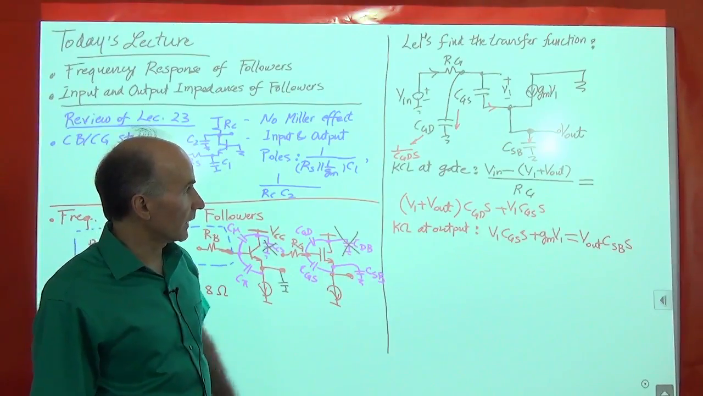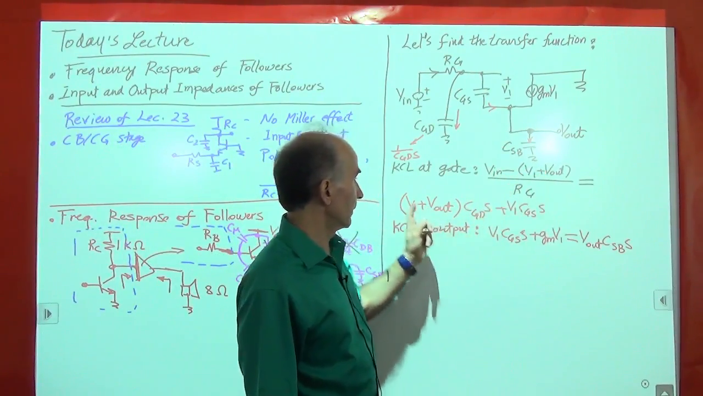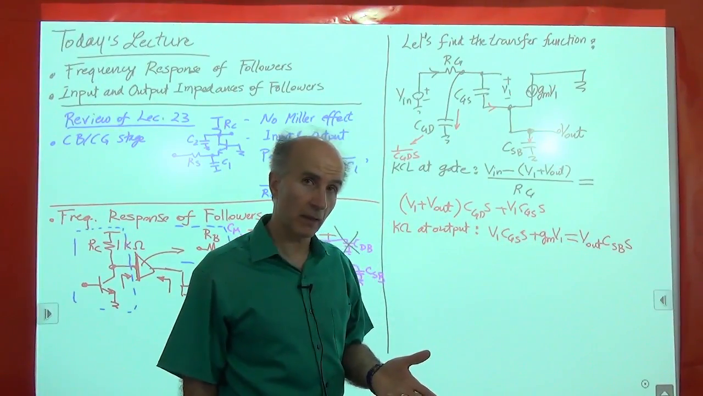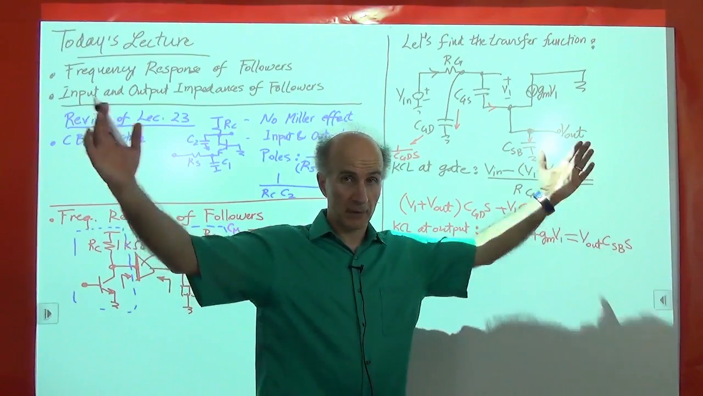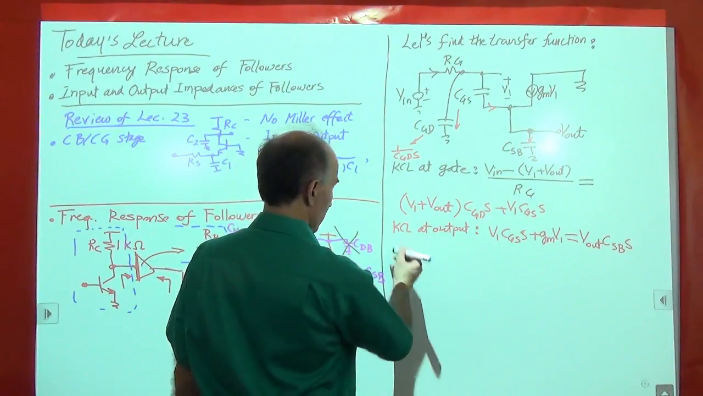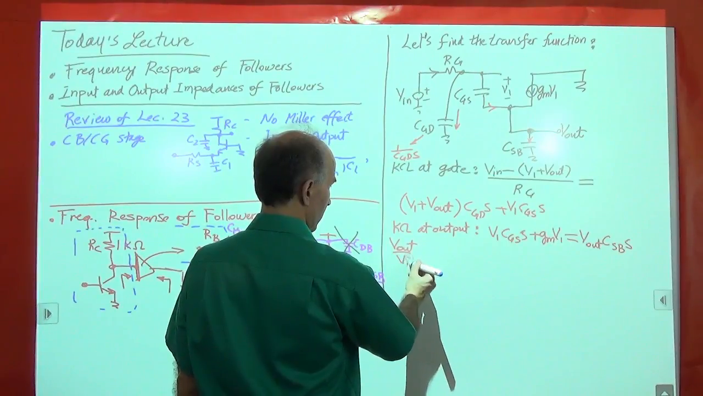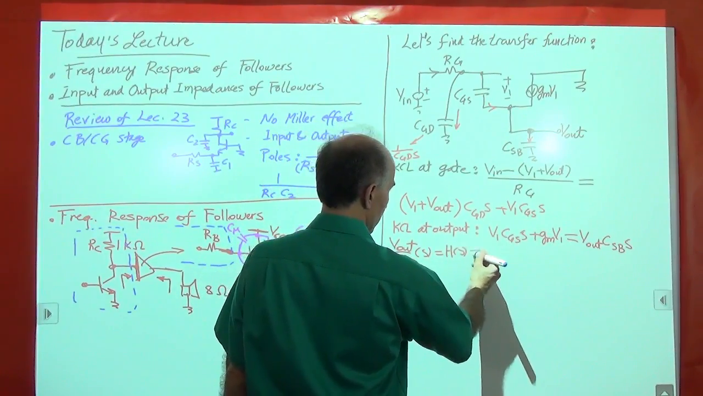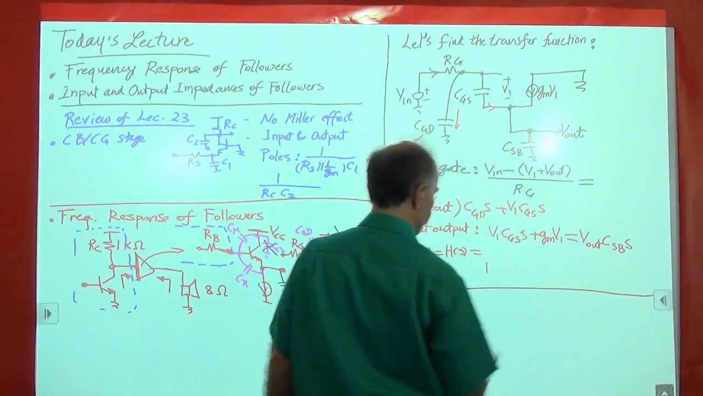All right, very good. So we have two KCLs and two unknowns. You see V1 and Vout, V1 and Vout. So we need to eliminate V1 and find Vout over Vin. And as you might expect, it becomes a very large fraction. So let me write that out and see what we get. So Vout over Vin of S, so this is H of S, is equal to a very long fraction.